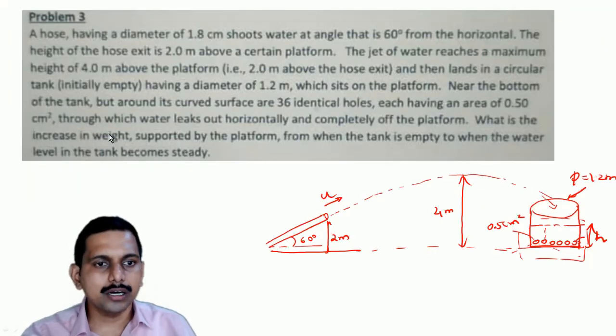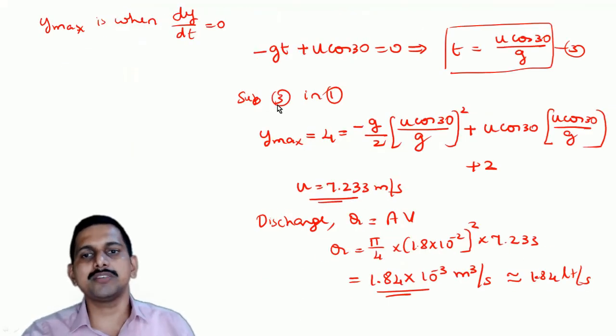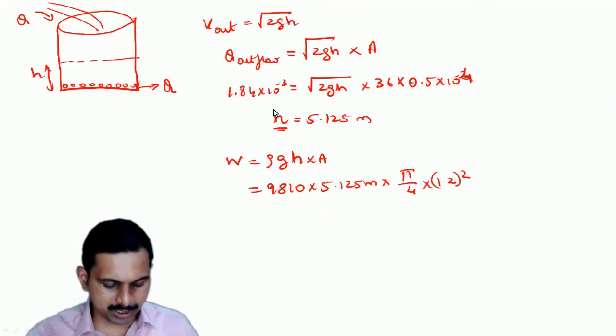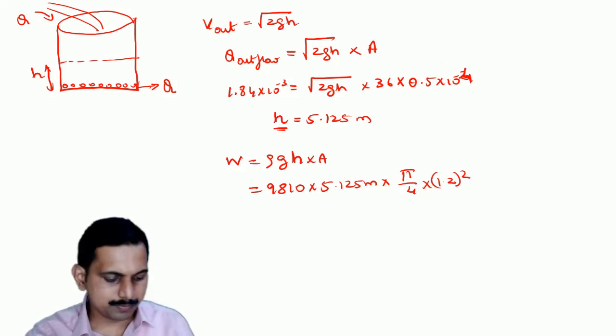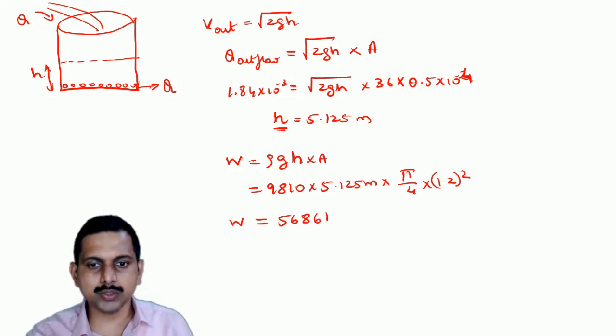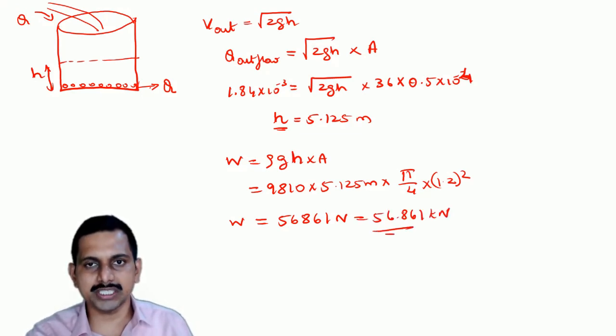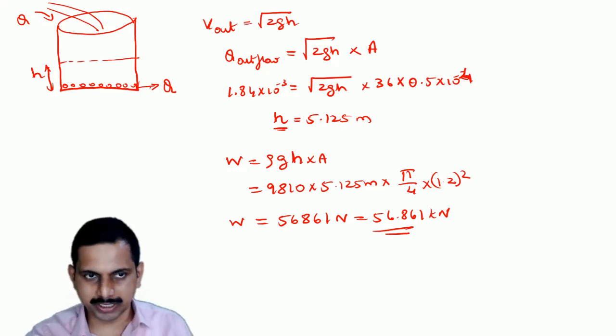Yes, if I see what is given here, it is a diameter. Diameter is 1.2. This is one of the things we have to see again, whether diameter is given or radius. So it is diameter, so no problem. So this is equal to what weight I got, which was 56861 Newton, or 56.861 kilonewton is the weight. So this is the first part.